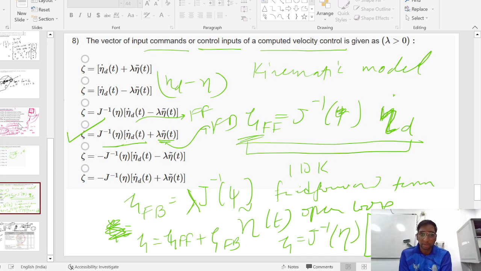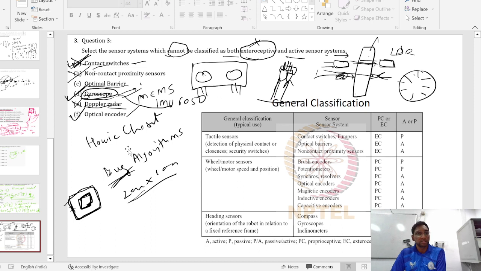Okay, the vector of input commands or the control inputs of a computed velocity control is given as, so this is another important question. You can see that it is J inverse into eta d dot plus J inverse lambda into eta tilde. Okay, so there is a feed forward term and there is a feedback term. That is very important. So eta d dot is nothing but the feed forward term, and lambda into the error, that is eta tilde, is the feedback term. So that is the sum of feed forward and feedback terms.